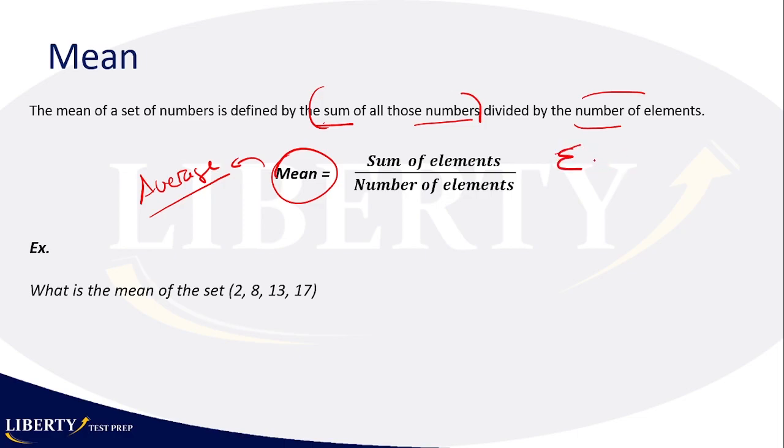The sigma thing: the sum of the elements divided by the number of the elements. Pretty simple, right? Very simple. So what is the mean of this? What you do is, what's the sum of this?